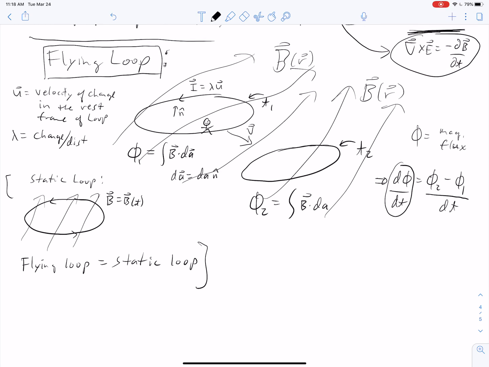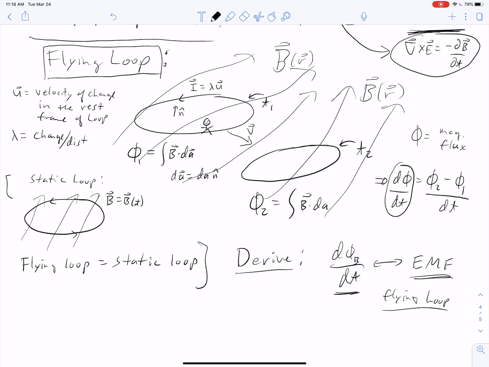Okay, so basically what we want to do is derive a relationship between the changing magnetic flux in the flying loop and the electromotive force in the loop. We want to derive this relationship for the flying loop. That's what we're about to do.